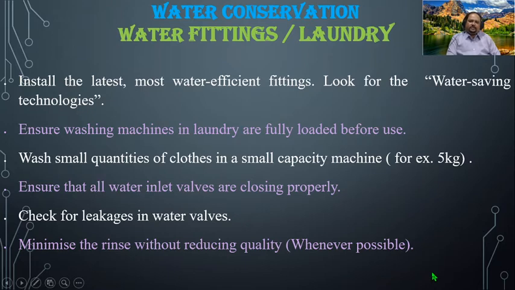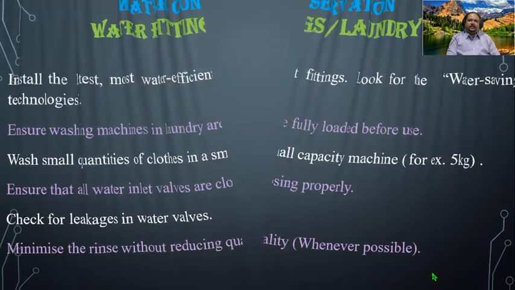Ensure washing machines in the laundry are fully loaded before use. Wash small quantities of clothes in a small capacity machine, for example a 5 kg machine or a machine with a capacity of 10 kg, depending on the load of the clothes. Ensure that all water inlet valves are closing properly. Check for leakages in water valves. Minimize the rinse without reducing quality wherever possible.